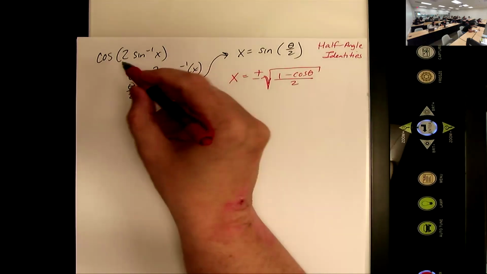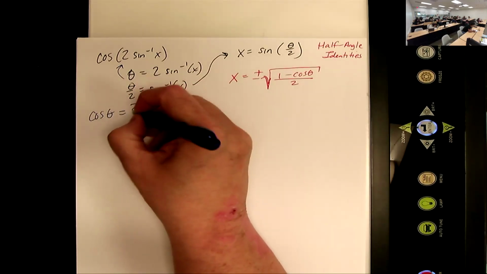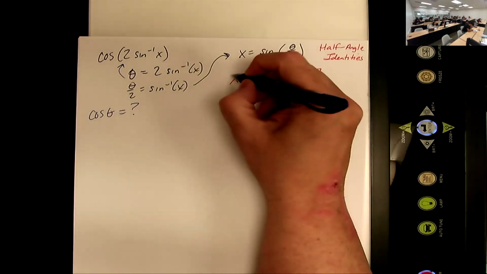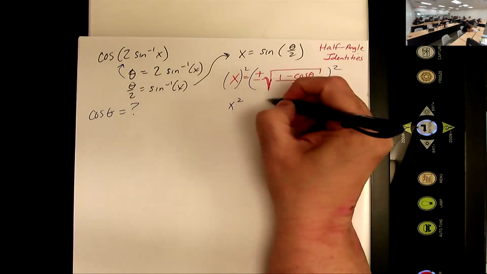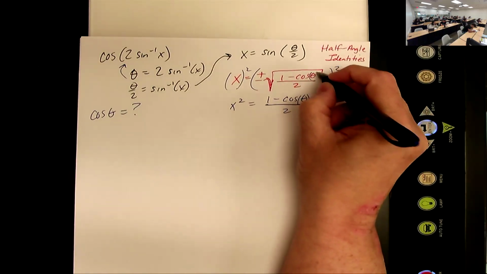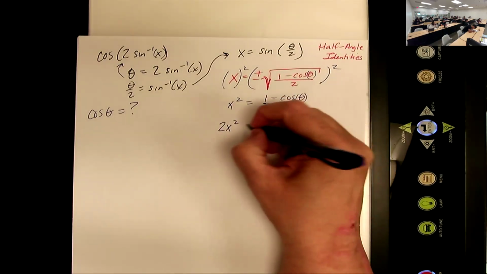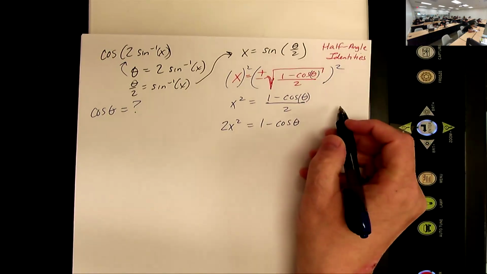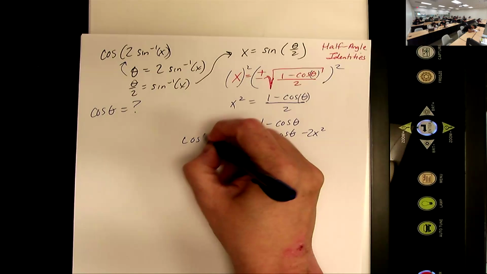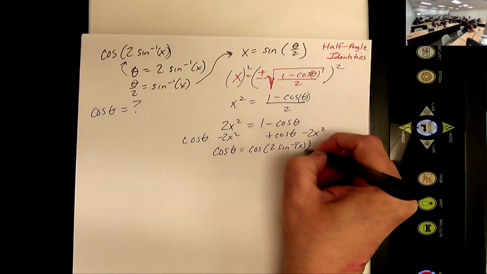Our goal here, if I put in theta, is to find out what cosine theta equals. So we're going to solve for cosine theta. Let's square both sides. We get x squared equals 1 minus cosine theta over 2. Multiply by 2, we get 2x squared equals 1 minus cosine theta. And I will add cosine theta and subtract 2x squared from both sides. And I get cosine theta, which is cosine of 2 sine inverse x, is 1 minus 2x squared.